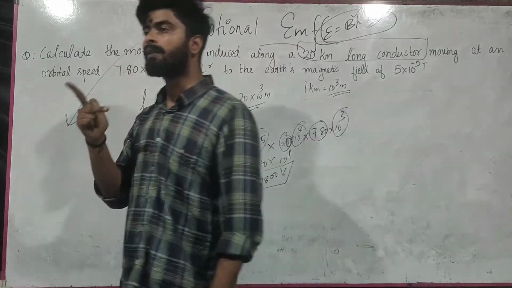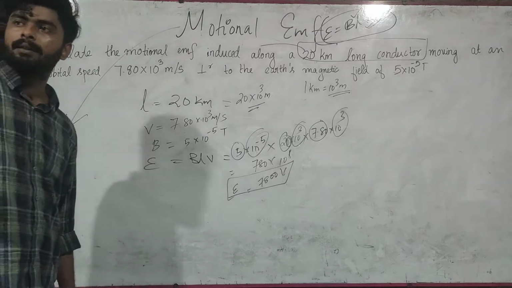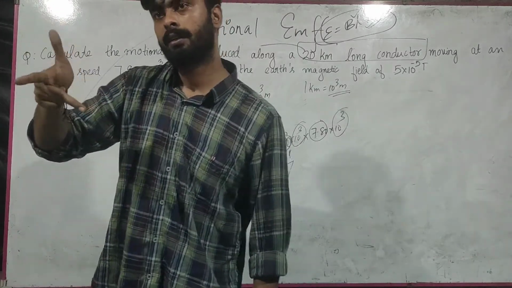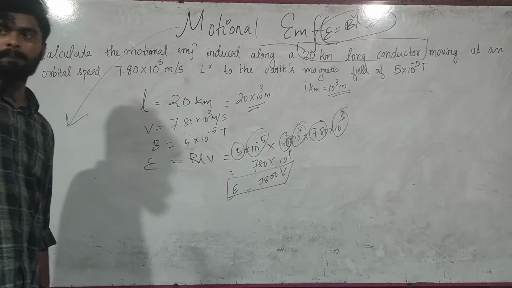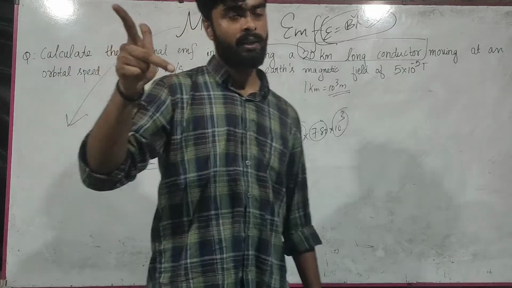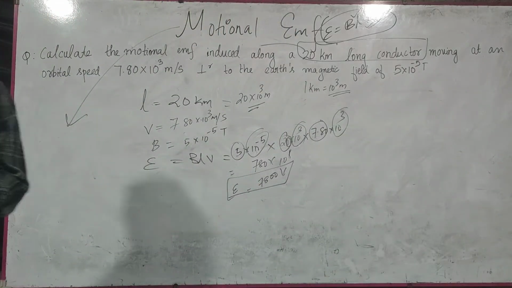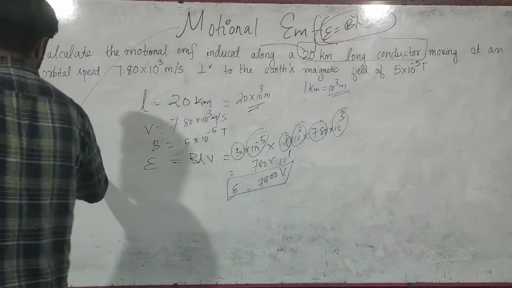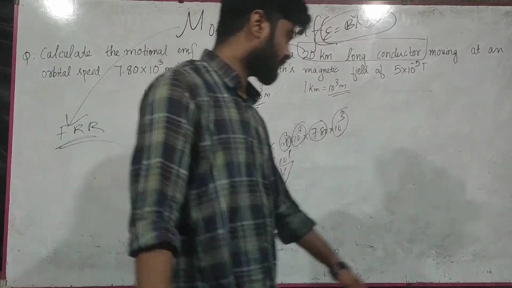Stretch the first 3 fingers of your right hand mutually perpendicular to each other. Then the thumb should be placed in the direction of motion in which the conductor is moving. The forefinger should be placed in the direction of the magnetic field. The middle finger will give you the direction of induced EMF or induced current. Clear? Okay. So Fleming's right hand rule will give you the direction of motional EMF.